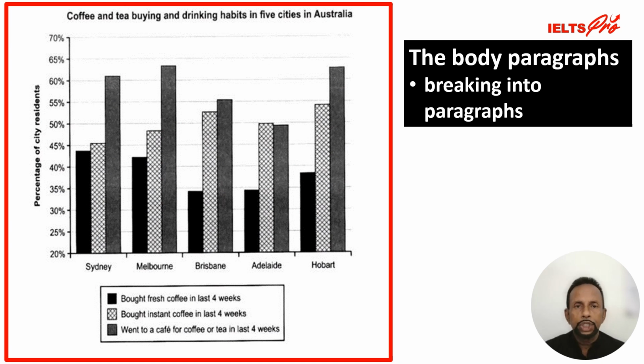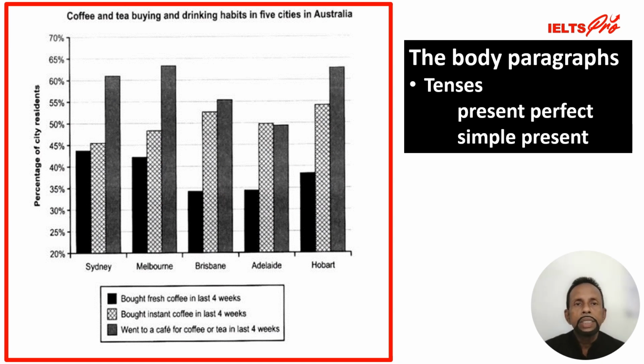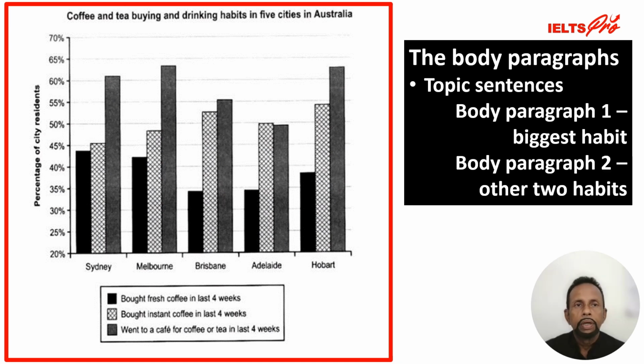It's a clear demarcation. As to the tenses, we know the survey was conducted during the last 4 weeks. So we can use present perfect and simple present tense mostly. For topic sentences, we can commence by mentioning the highest proportion of tea coffee drinkers in the first paragraph and the other two categories in the second body paragraph. These must be followed by specific details, that is, supportive information.